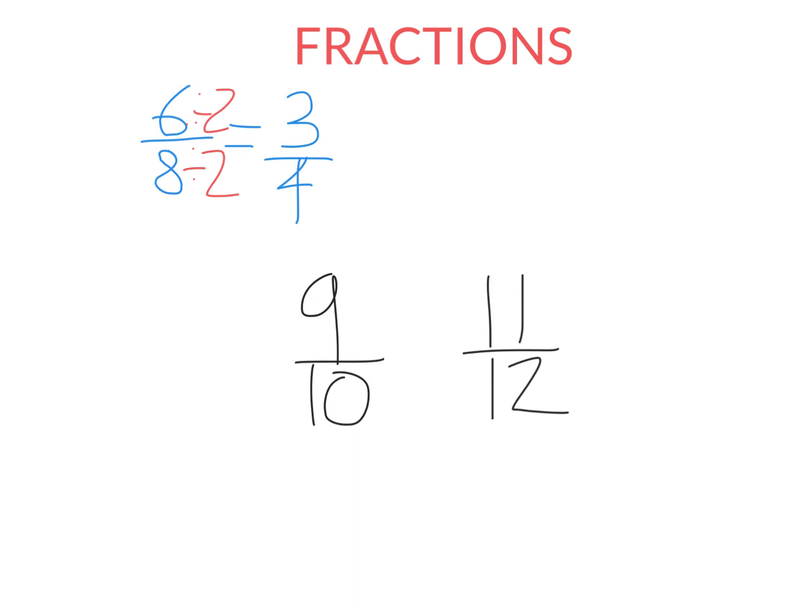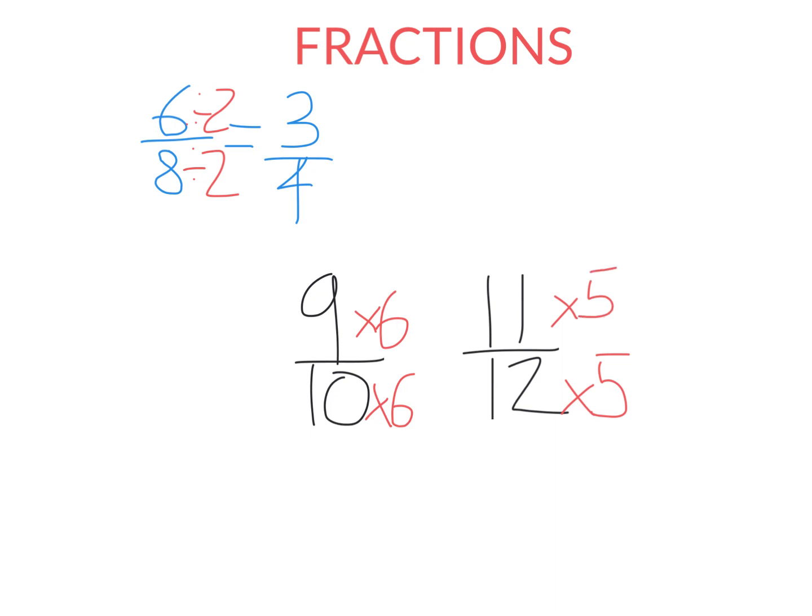To make 9 over 10 have denominator 60, I need to times the bottom by 6. That'll make it 60. But what you do to the bottom, you must do to the top. So similarly, I can make 12 into 60 by timesing by 5. What you do to the bottom, you must do to the top.